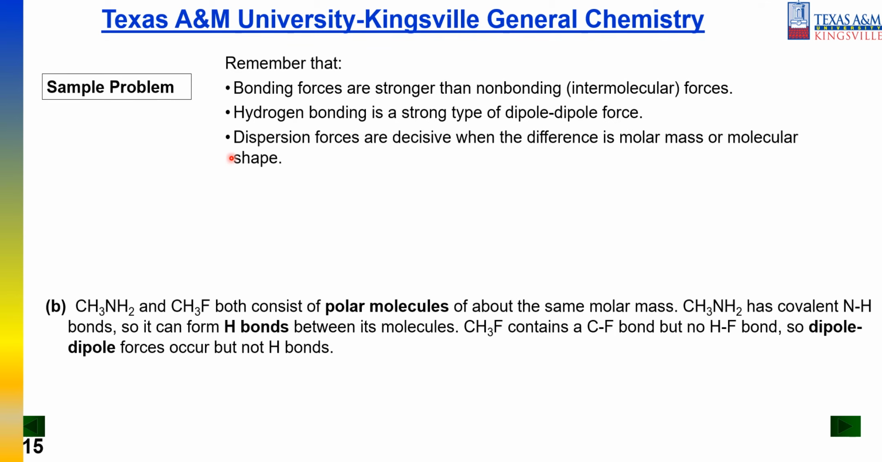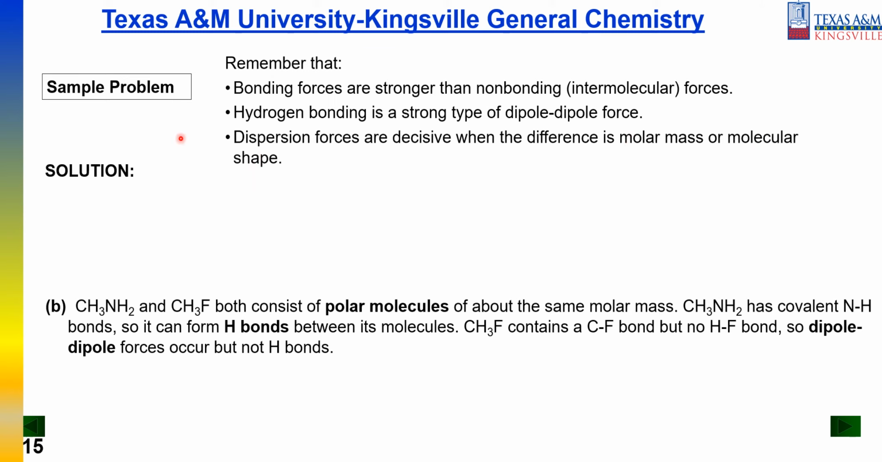Our plan, our solution, sorry. Bonding forces are normally stronger than the non-bonding forces. Bonding forces are about 10 to 100 times stronger than your non-bonding forces. Hydrogen bond is a strong intermolecular force. Hydrogen bond is a type of dipole-dipole, but it's strong. London dispersion forces are decisive when there is a difference in molar mass or molecular shape. If you have non-polar molecules, the molar mass is very important, and the molecular shape is also important if they have the same molar mass.